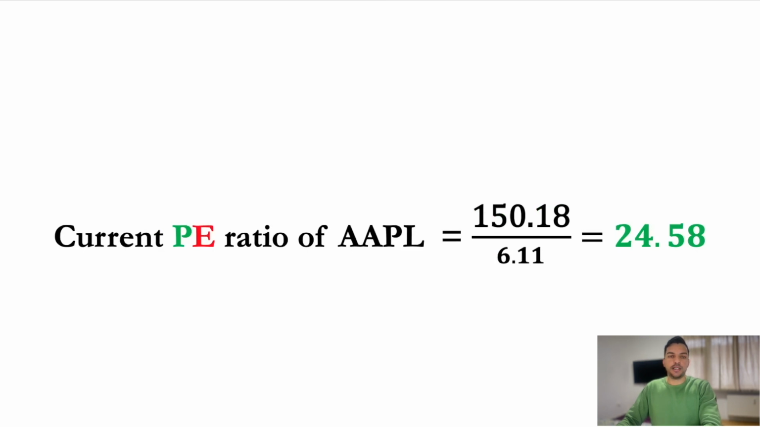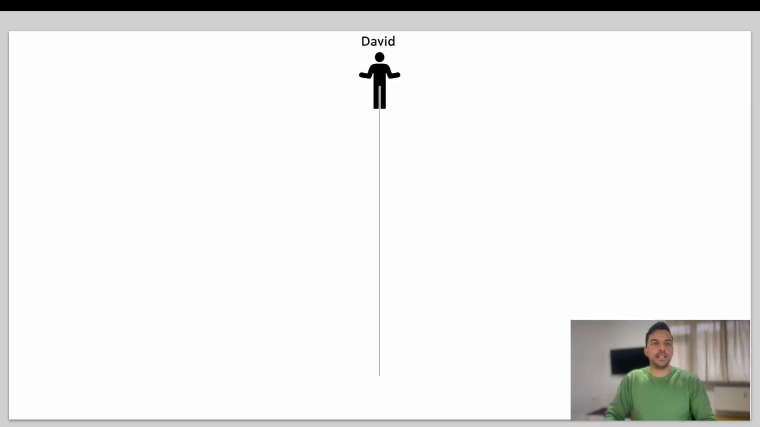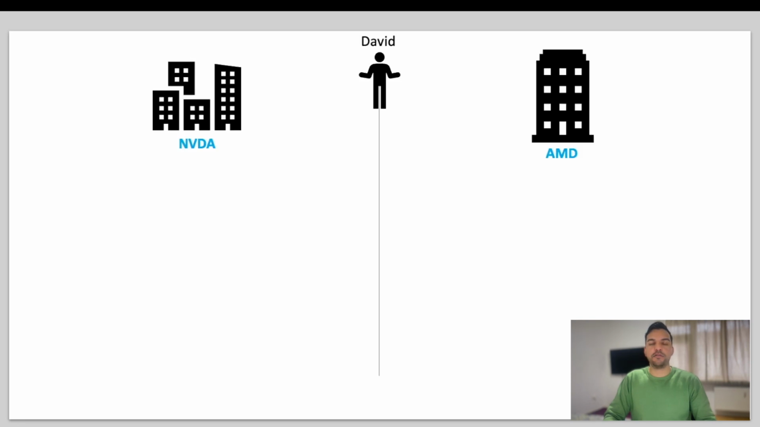And what exactly does this PE ratio mean for an investor? Let me give you an example of how one can decide what PE ratio is good for a company. Let's say David wants to invest in one of two companies. One is Nvidia and one is AMD.